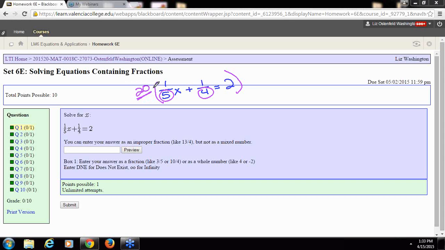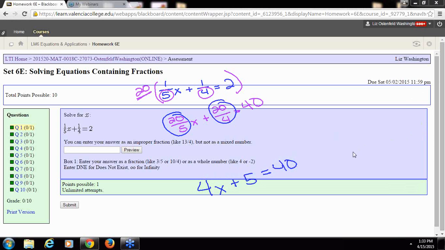So when you choose the number that you're going to multiply by, look at the denominators that you have. Here, I'm going to get 20 over 5x plus 20 over 4 equals, and 20 times 2 is 40. And as you can see, each one of those fractions is going to simplify down to a whole number. 20 divided by 5 is just 4x. 20 divided by 4 is just positive 5. And my 40 is already a whole number.